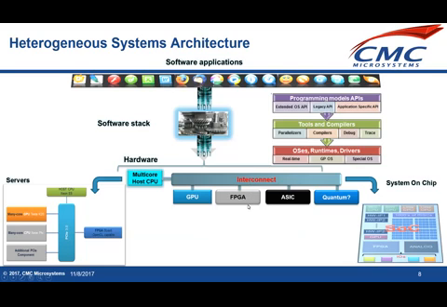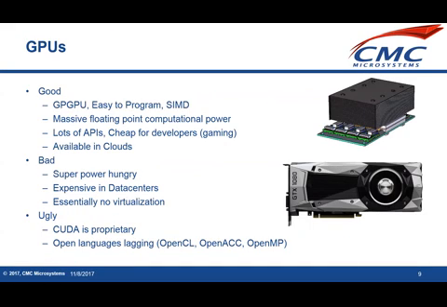So this is a summary of a heterogeneous system architecture. I will just talk a little bit about the most commonly used accelerators today, starting with the GPU. They were used for graphics a long time ago, and they shifted to general purpose GPU to handle some compute intensive tasks in the scientific field. They are easy to program. They offer a single instruction multiple data architecture. They provide massive floating point computational power, lots of APIs. It's cheap for developers, for gaming, and available in the cloud.